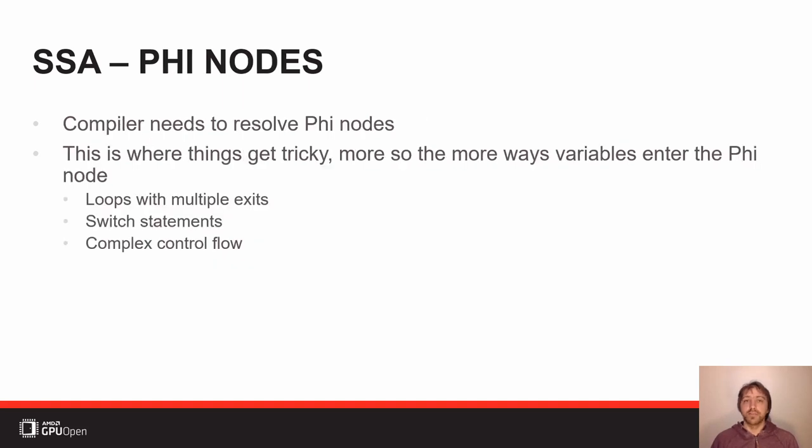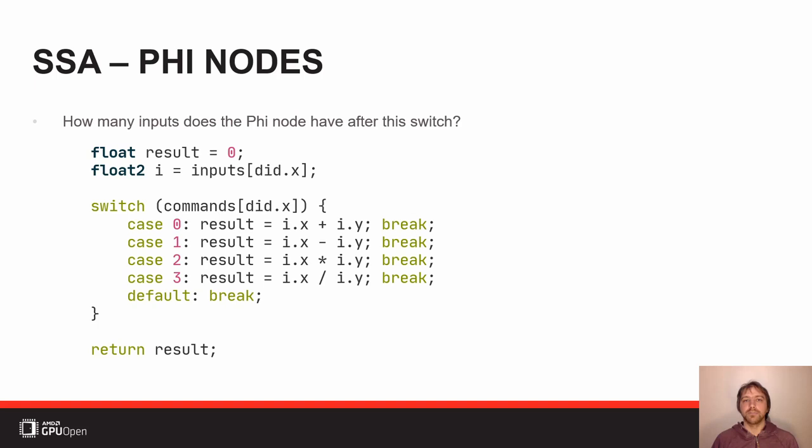As you can imagine, that is the part where translating a program into SSA form gets difficult, especially when loops or nested if statements or other complex control flow is involved. I'm not going to go into the details, but let's look at one example here, a switch statement in which we have multiple different assignments to the result variable. And if we were to translate that program into SSA form, obviously we're going to need a phi node there at the bottom where the return statement is. Now, how many inputs is that phi node going to have?